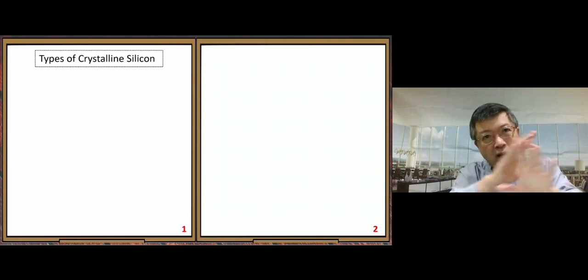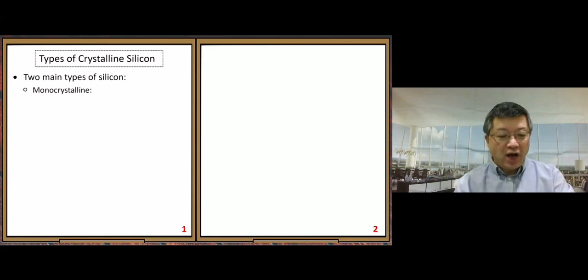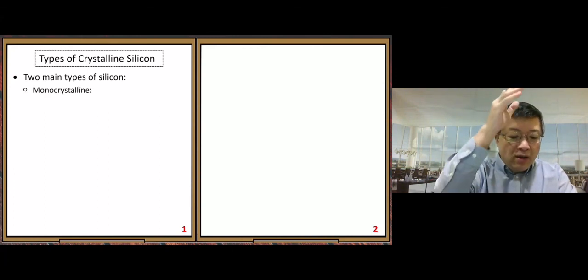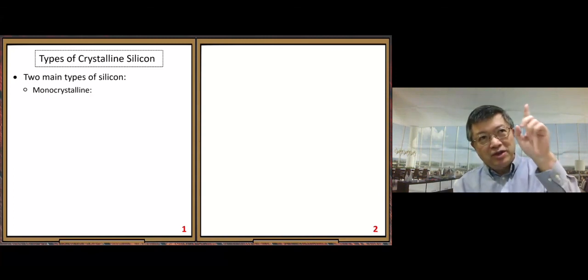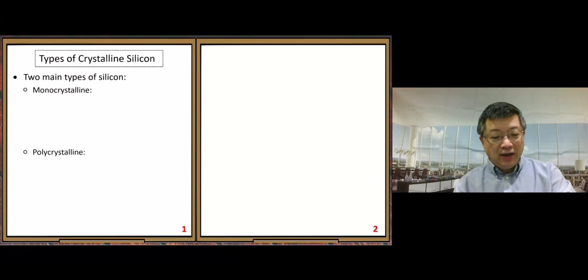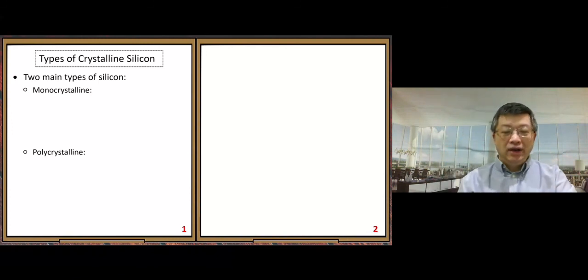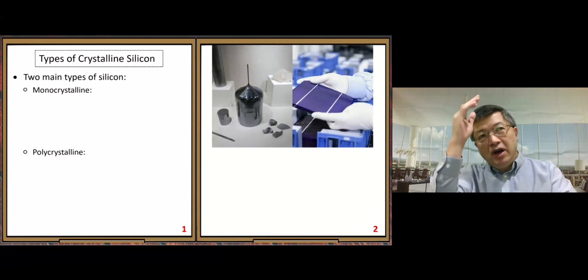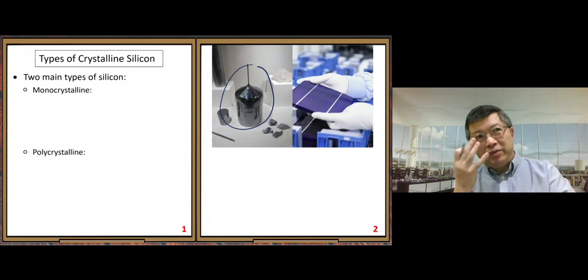Regarding crystalline silicon, there are two main types. The first type is called monocrystalline. Mono means single. Another is polycrystalline. From the name, you can guess the structure a little bit. First, let me show you the picture of monocrystalline silicon. Like this. So the shape is like that.